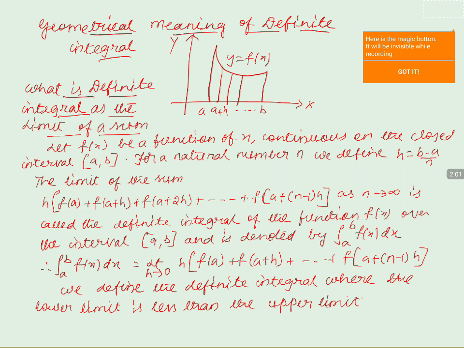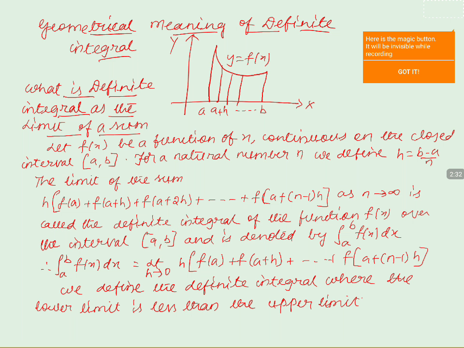And this integral is defined on the closed interval a comma b, where a and b both are included, and also the values which lie in between a and b. For example, a plus h, a plus 2h, a plus 3h, so on, a plus n minus 1 into h, and b. We will define this integral from a to b of f of x dx, so that the definite integral can be expressed as a limit of the sum.